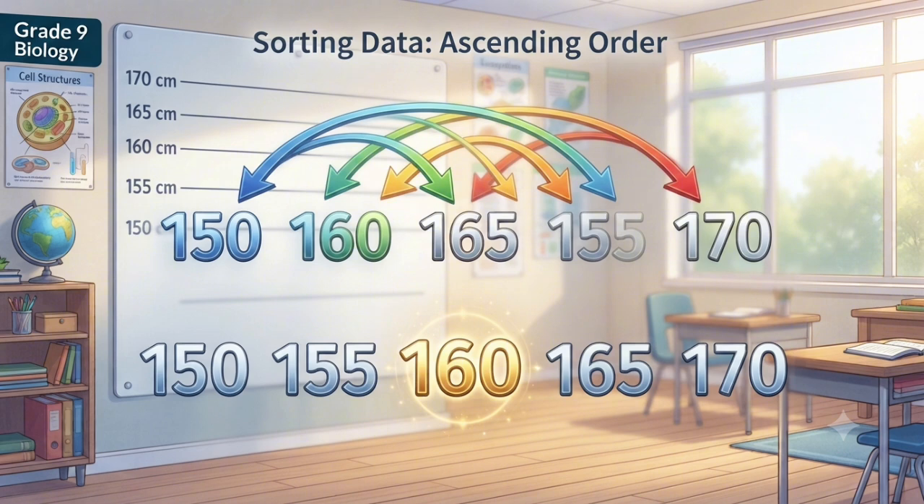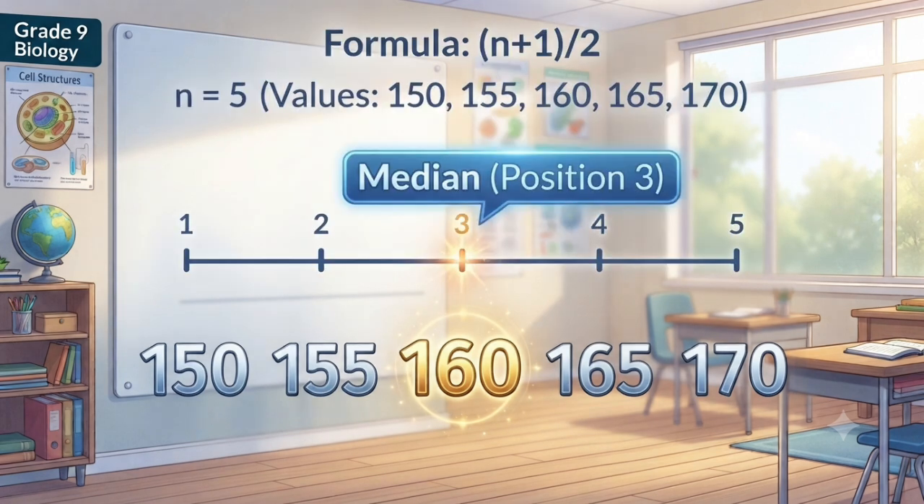Using the same example, 150, 160, 165, 155, 170. Arrange it in ascending order: 150, 155, 160, 165, 170. There are 5 values, which is an odd number. The third value is 160. Therefore, the median is 160 centimeters.